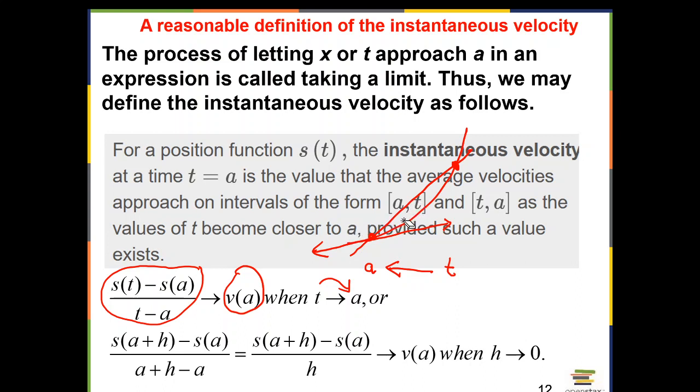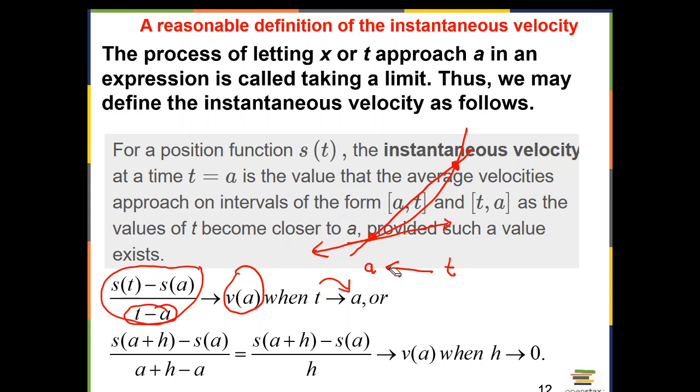The slope of the secant changes and gets closer and closer to a number, and that number is the slope of the tangent. Notice that we cannot make t be exactly a. If we do that, this becomes 0 and it breaks and doesn't work anymore. So when we say t approaches a, t cannot be a; it has to approach a from the right or from the left. We like the slope of the secant to approach this number from both the right and the left of a.